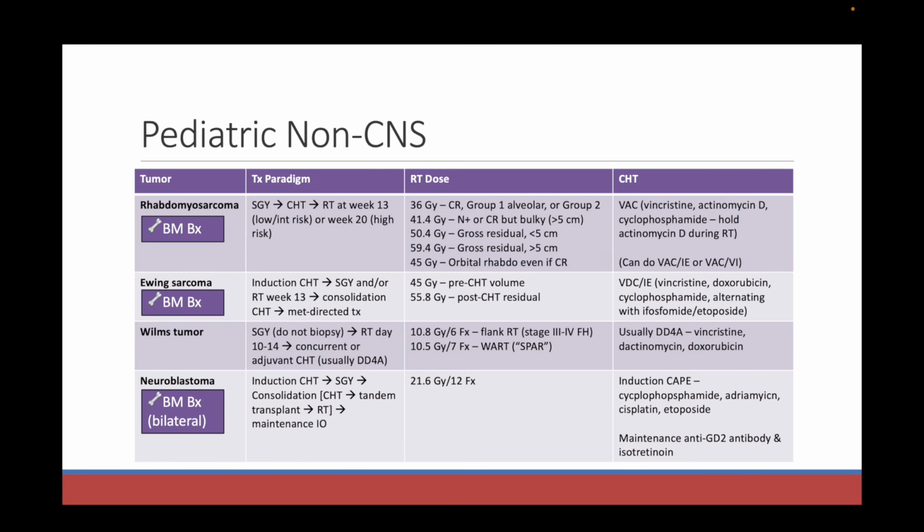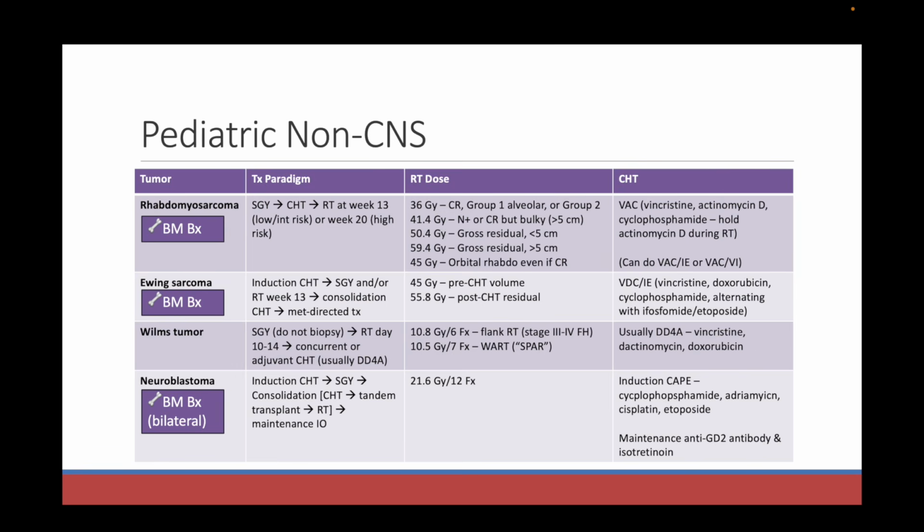For patients that have node positive disease or bulky disease, they can go to 41.4 gray. For patients that have gross residual tumor, we need to treat that to a higher dose. So if it's less than 5 centimeters, it can be 50.4 gray. But if it's over 5 centimeters, it can be 59.4 gray.